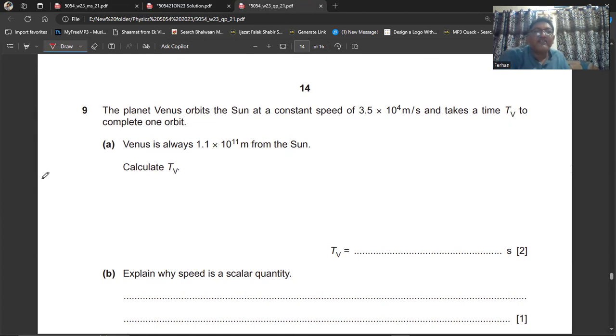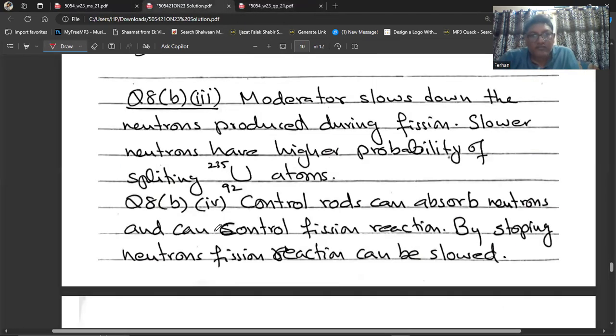He says the planet Venus orbits the sun at a constant speed of 3.5 x 10^4 meters per second and takes a time T to complete one orbit. A part: Venus is always 1.1 x 10^11 meters from the sun. This is the radius of its orbit. Calculate the time period for one orbit.